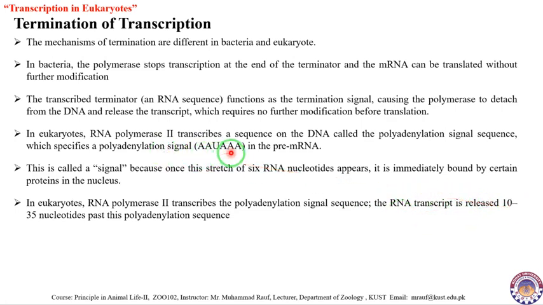This is the polyadenylation sequence. It is actually in the DNA and it is identified by RNA polymerase. RNA polymerase II transcribes the polyadenylation signal sequence. The RNA transcript is released 10 to 35 nucleotides past this polyadenylation sequence. So once the polyadenylation sequence is encountered by RNA polymerase II, it means that the process of transcription will come to its end anywhere between 10 to 35 nucleotides ahead.